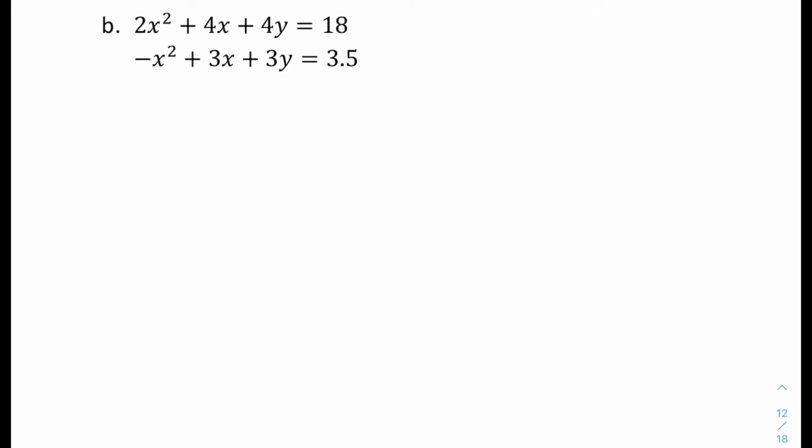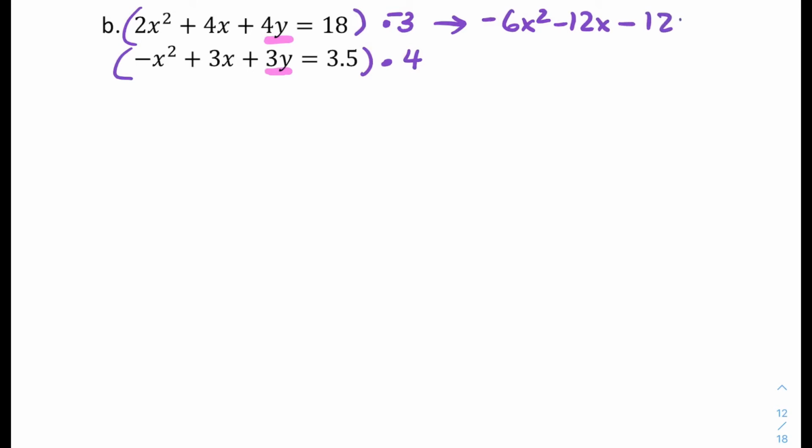If you look, trying to eliminate x isn't going to work because I'd have to multiply by 2 to eliminate my x squareds. But then I'd have 4x and 6x, which wouldn't eliminate, and I'd still have x's and y's. If you eliminate y's, though, I'm going to be able to make that happen. So let's multiply my first equation by 3 and my second equation by 4. Actually, let's do negative 3 on the first one. And then I'll have a negative 12y and a positive 12y that add up to give me 0y.